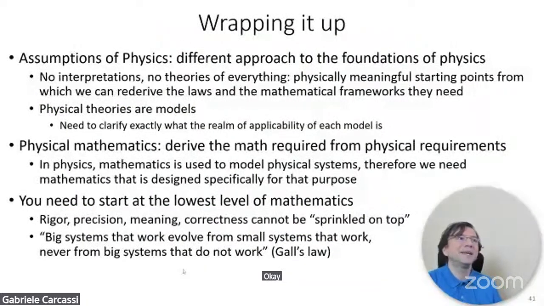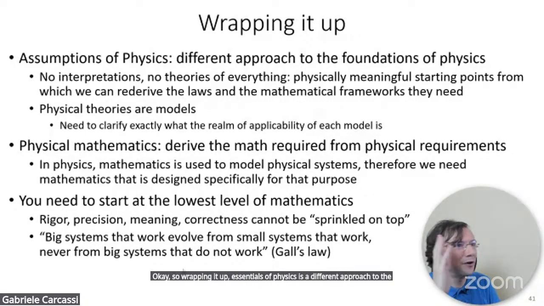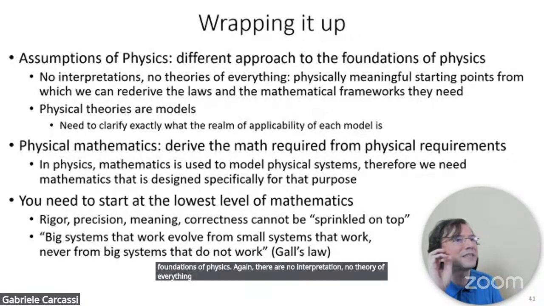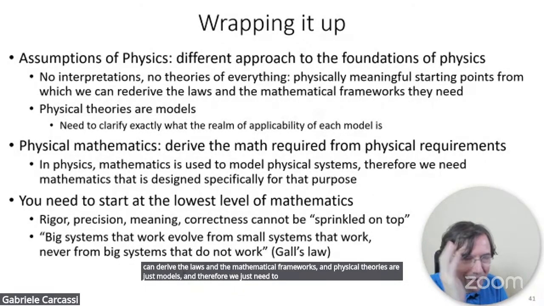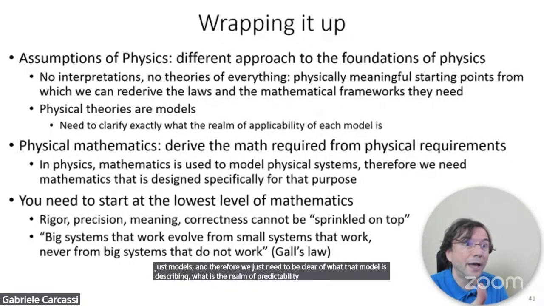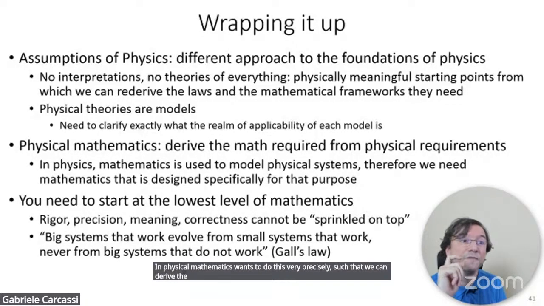Okay, so wrapping it up, assumptions of physics is a different approach to the foundations of physics. Again, there is no interpretation, no theory of everything. We just have a physically meaningful starting point from which we can derive the laws and the mathematical frameworks. And physical theories are just models, and therefore we just need to be clear of what that model is describing and what is the realm of applicability and so on. And physical mathematics wants to do this very precisely, such that we can derive the math required from the physical requirement, from the physical models that we have in our head.